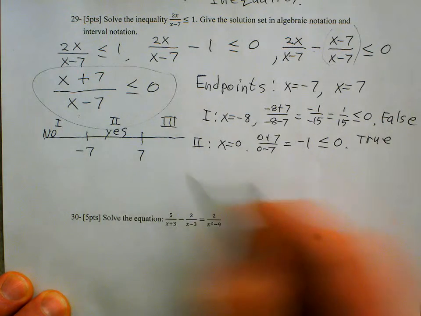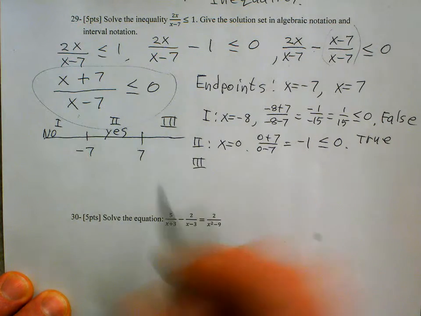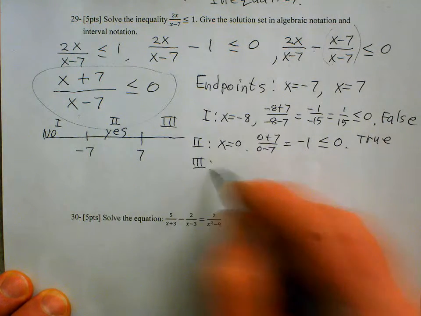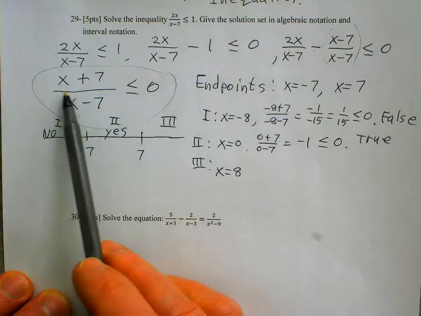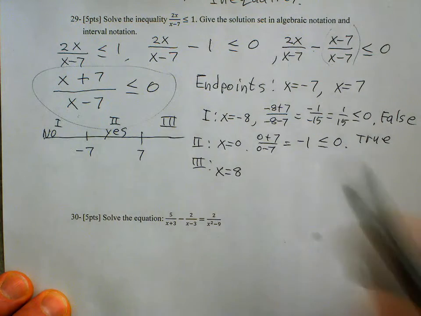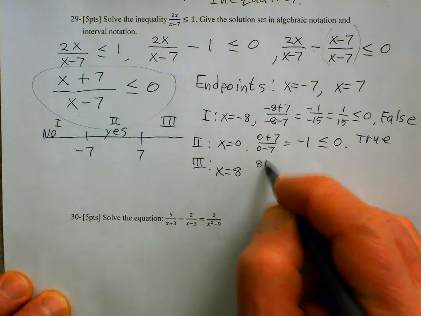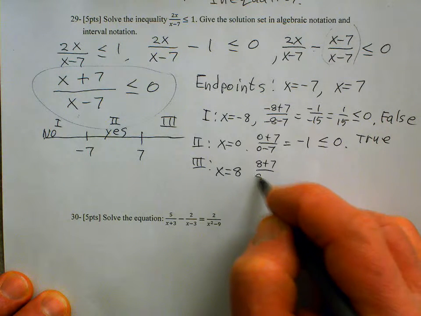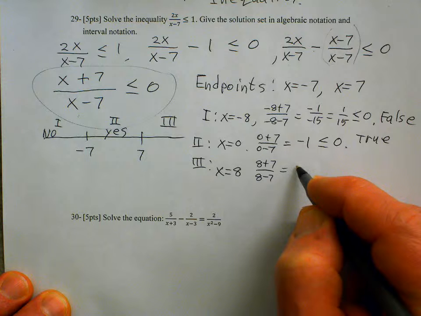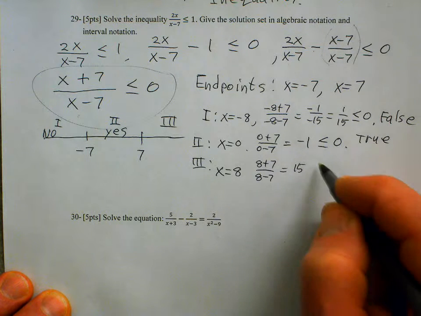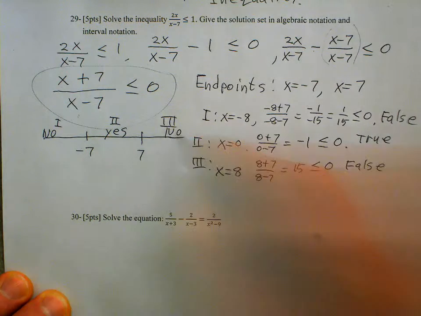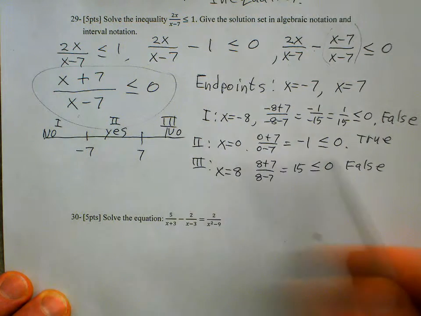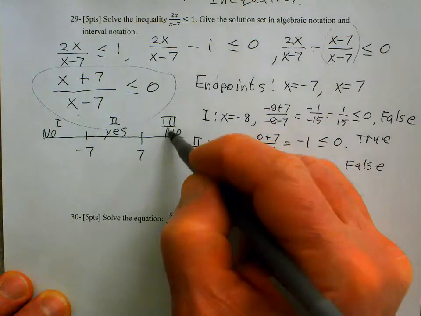And then the third interval, pick a number greater than 7. I'll pick 8. And then in the inequality, replace x with 8. So in the numerator, 8 + 7. In the denominator, 8 - 7. Or 15 over 1, or 15. But 15 less than or equal to 0 is false. So none of the numbers in the interval from 7 to infinity are solutions.